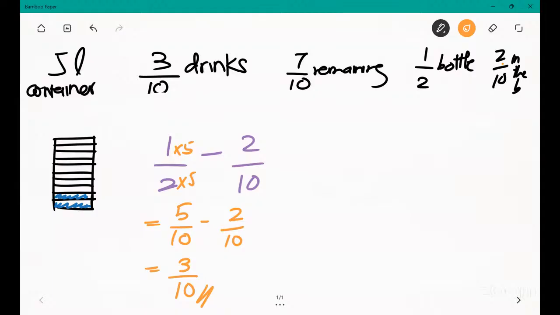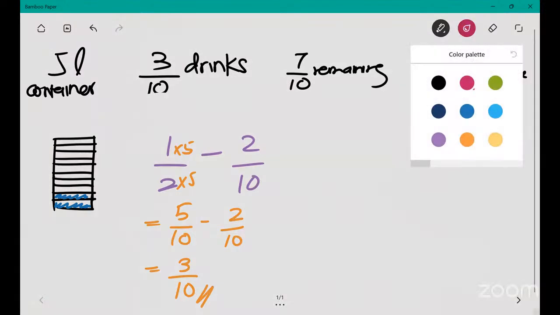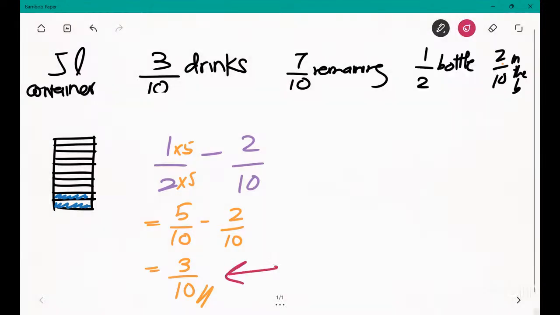Okay, so then they're asking us to represent this fraction as liters. Correct? Yes, they're saying specifically liters. Now you know that the whole is 5 liters. So what's our whole here? 10 over 10. That's our whole. So if you were to write it as a fraction, it will be 10 over 10. So 10 over 10 is equal to 5 liters. So how much is 3 over 10 going to be?